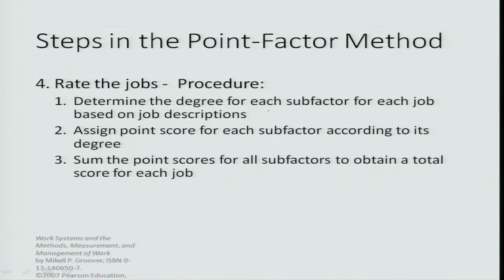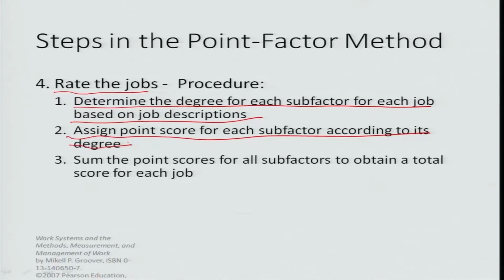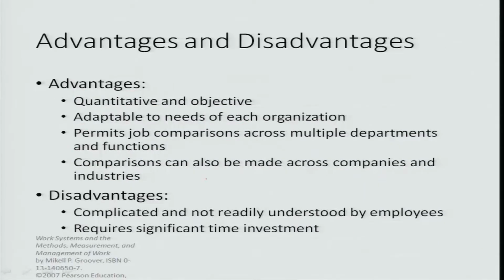So the steps in the point factor method, to rate the jobs, are: determine the degree for each subfactor for each job based on job descriptions, assign point scores for each subfactor according to its degree, and sum the point scores of all the subfactors to obtain a total score for each job factor. That gives you an idea of how you can rate every job in terms of different degree requirements.